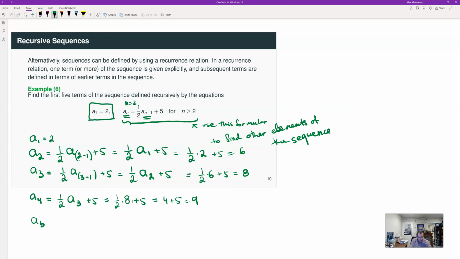So when we get to A5, we will have 1 half of A4 plus 5, which gives us 1 half of 9 plus 5, which gives us 9 over 2 plus 5, which is 19 over 2. So here we go. We computed 5 elements of the sequence using the recurrence relation.